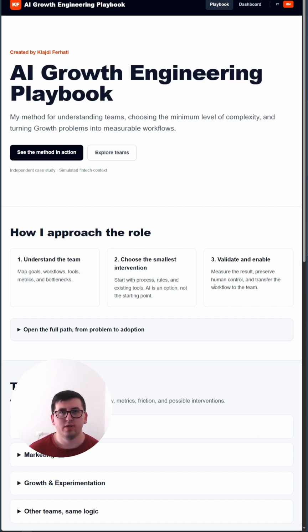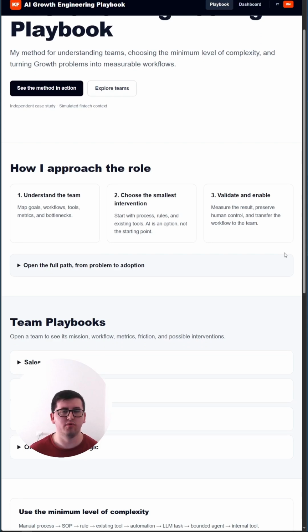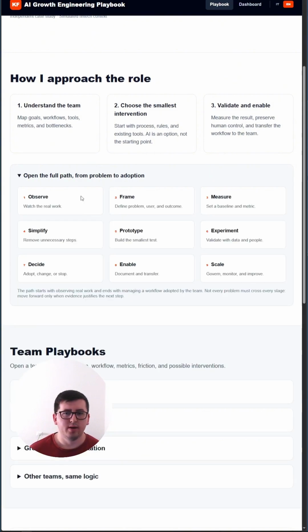So after all of this, maybe you build your perfect workflow or your perfect tool. You need to transfer this knowledge to the team that is going to use the tool, because it's not yours to keep. You're building it for other people. Then you can improve it, of course, and all the other stuff around. Here you can even open the full path that I built that you can almost use for every occasion, but now it's not really important.